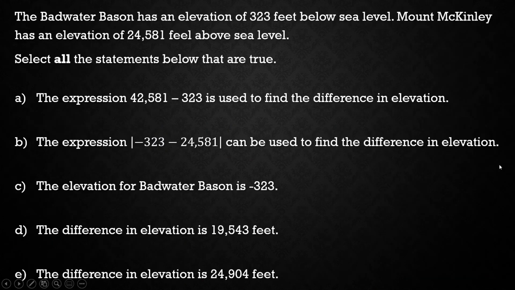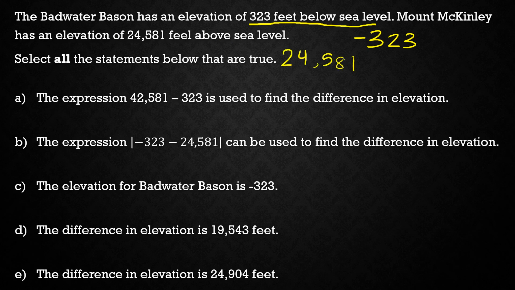All right, the next one. So here we have at the Badwater Basin, there's an elevation of 323 feet below sea level, and at Mount McKinley it has an elevation of 24,581 above sea level. So here's where you have to read the question carefully. If this is 323 feet below sea level 0, right? So if it's beneath that, this 323 is going to be negative. Okay, and this Mount McKinley has this elevation above sea level, so that 24,581 is going to be positive.